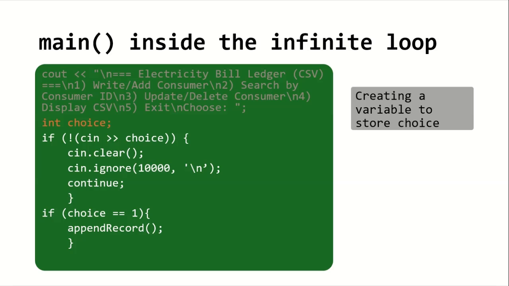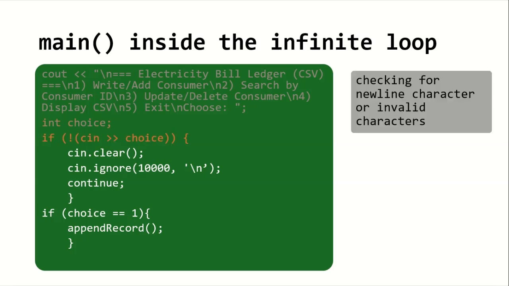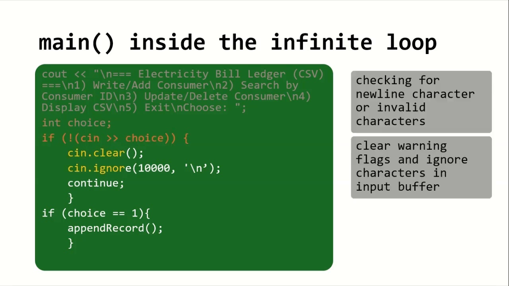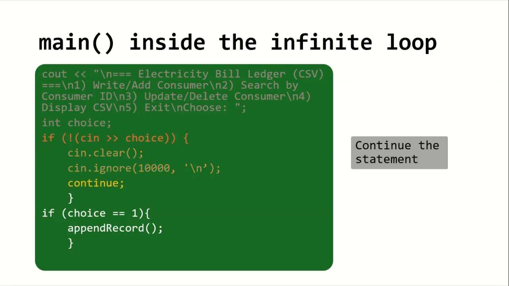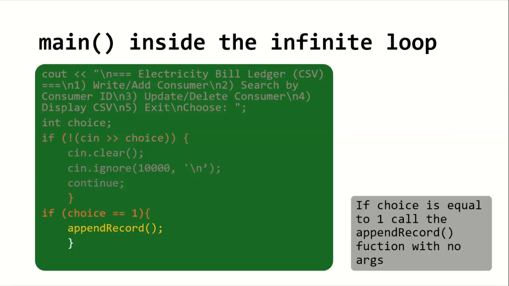So we are going to create a variable which will take the choice. If the choice is not any of the usable choices or it's like any escape character, we are just going to continue. We are going to completely ignore that and go to the next line. If the choice is one, we are going to run the function append record.